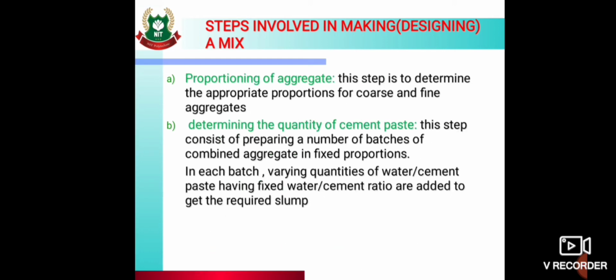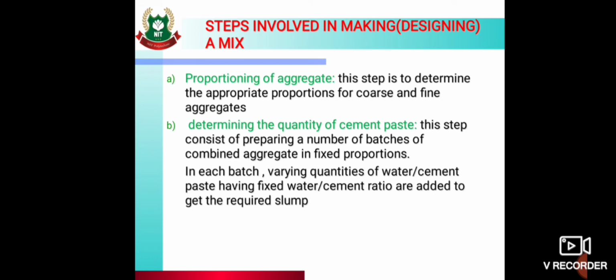Then next is proportioning of concrete. This step is to determine the appropriate proportion for coarse and fine aggregates. The coarse to fine aggregate ratio should be properly maintained. Then only we will get dense concrete. Otherwise, if coarse aggregates are more and fine aggregates are comparatively less, then we will get porous concrete. So the proportion of coarse and fine aggregate should be properly maintained.